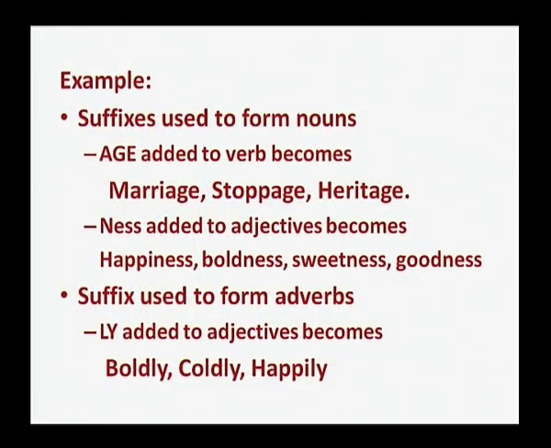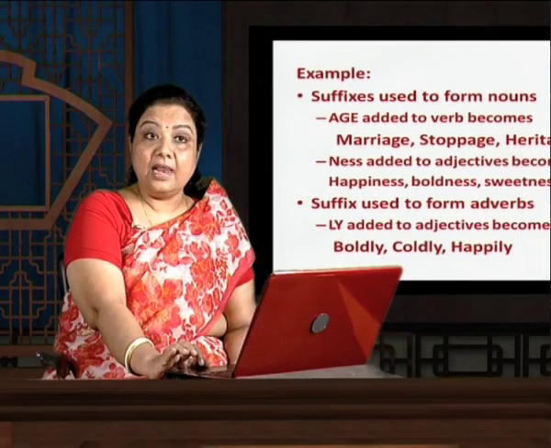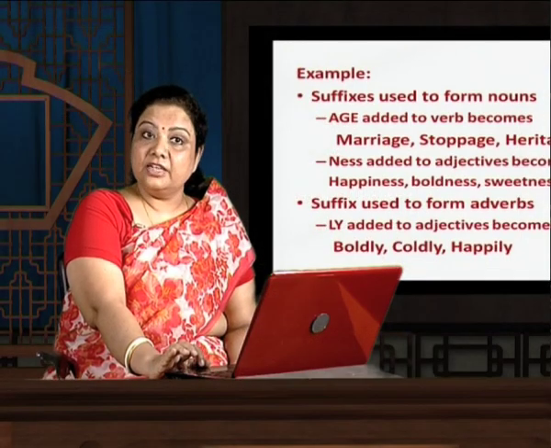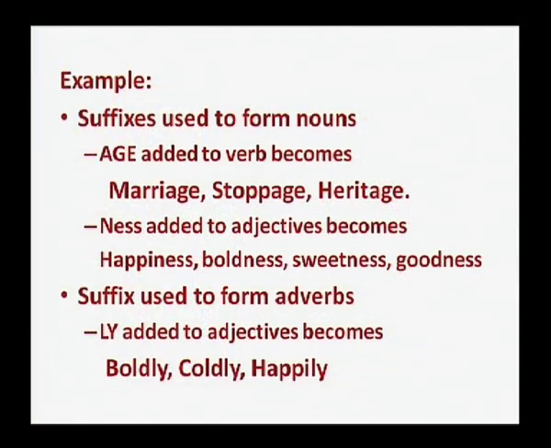AGE. When we add this to verb, it becomes marriage, stoppage, heritage. If we add suffix of NESS to the adjectives, it becomes happiness, boldness, sweetness and goodness. If we add LY to adjectives, you see here bold, boldly, cold, coldly, happily.